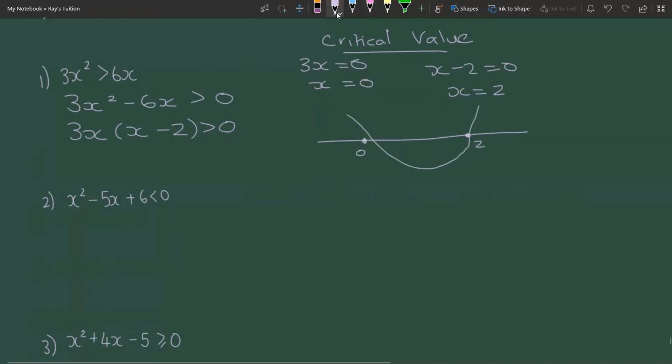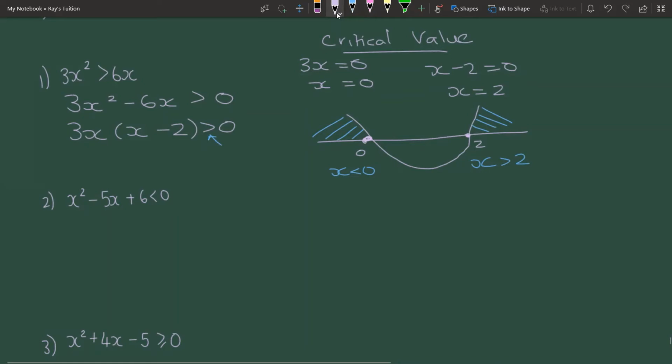Then we look at our inequality, this is greater than. On a graph, greater than is where it's above the x-axis. So it is this piece over here and this piece over here. So then the inequality corresponds to x being less than 0 or x being greater than 2. Whether we use a strict inequality or not will depend on the original one. Here it was greater than, that's why these are strict inequalities. Let's have a look at the next one.